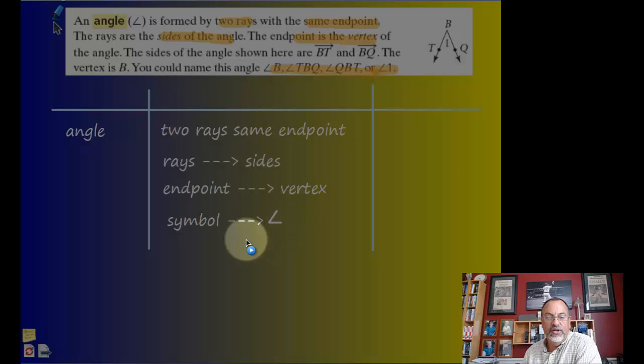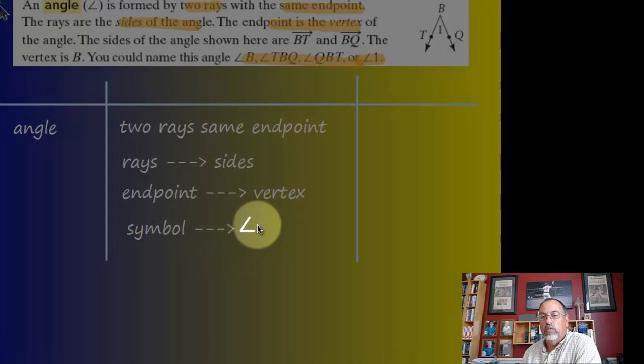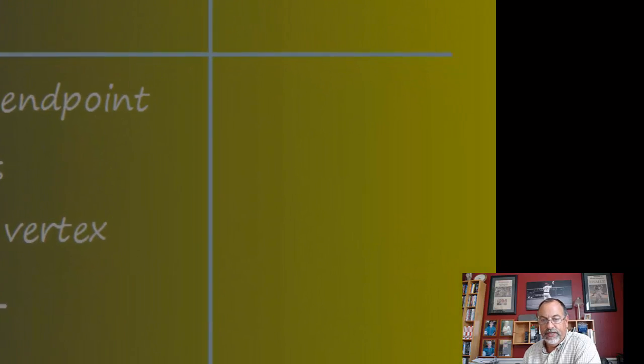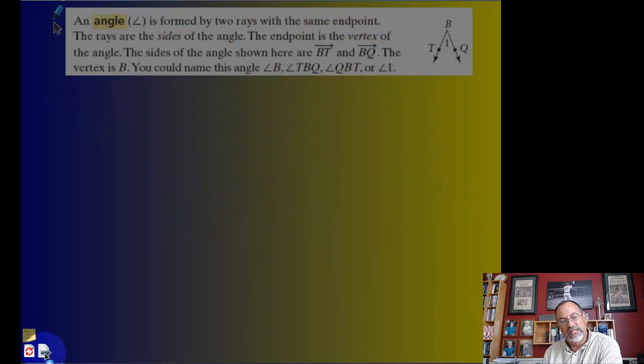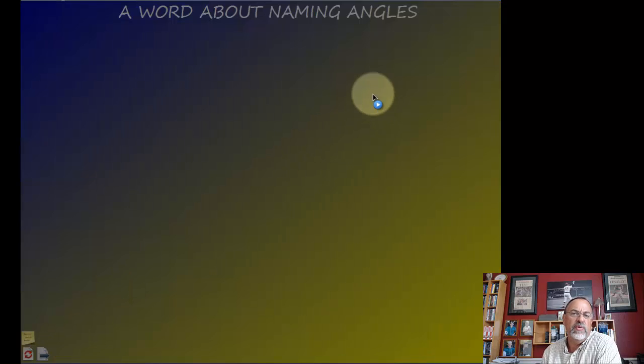And then we need to use the angle symbol when we're naming the angle. Okay, so here would be an example you might want to put in your notes. You have the angle drawn, you have these labels, and then you have the different ways to name it. Well, again, we have all these ways to name an angle. What are the rules, or how do I know which one to use?